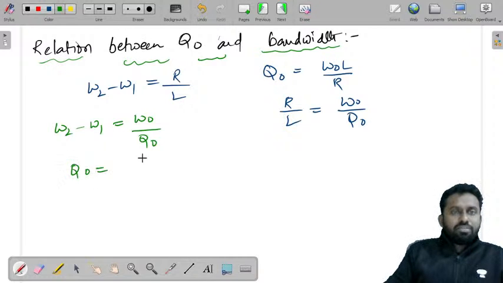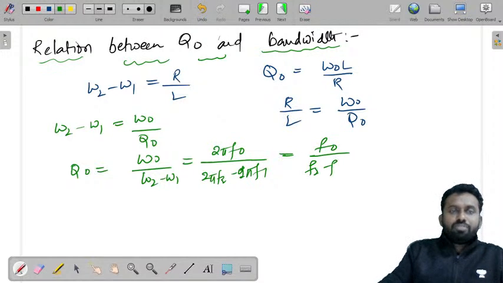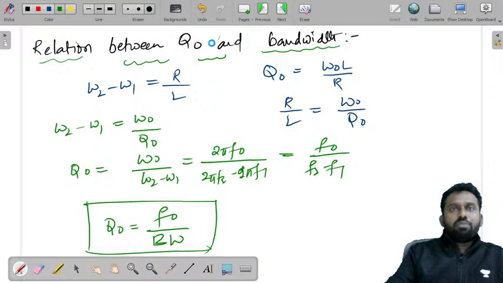So Q naught is equal to omega naught by omega 2 minus omega 1, or you can also write it as 2 pi f naught by 2 pi f2 minus 2 pi f1, that is f naught by f2 minus f1. So Q naught is equal to f naught by bandwidth. This is the relation between Q naught and bandwidth.